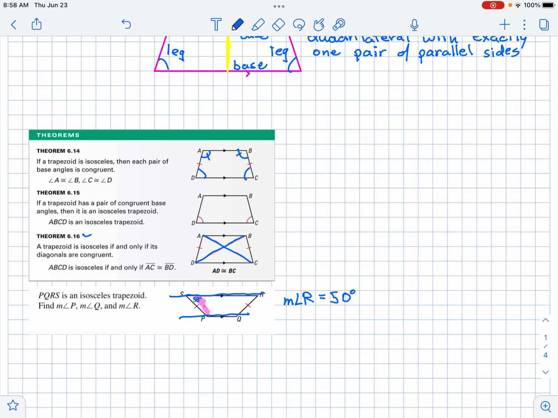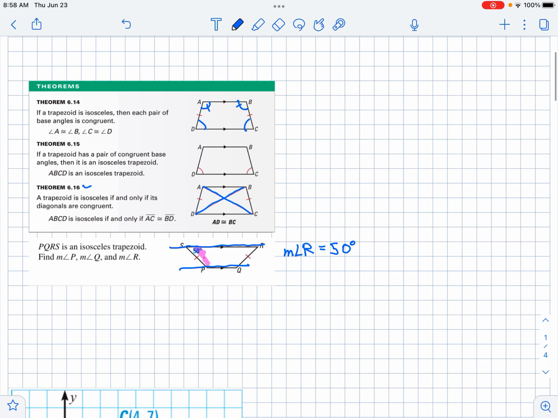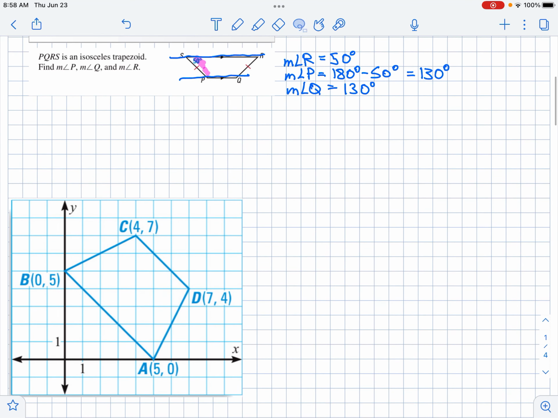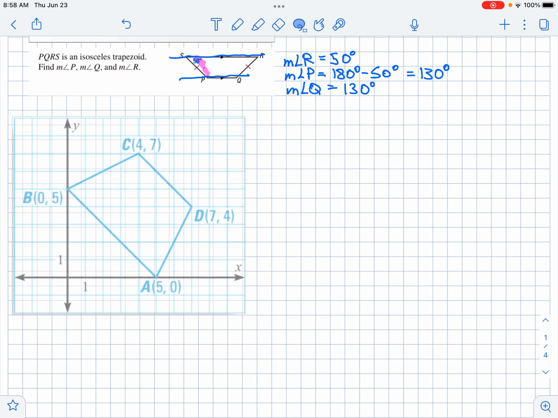When you have parallel lines cut by a transversal, consecutive angles are supplementary. So you know the measure of angle P is equal to 180 minus 50, which is going to be 130 degrees. So angle P is 130 degrees, and so is angle Q, 130 degrees. That's something we can do with that. That's a typical type of question that we might have involving trapezoids.